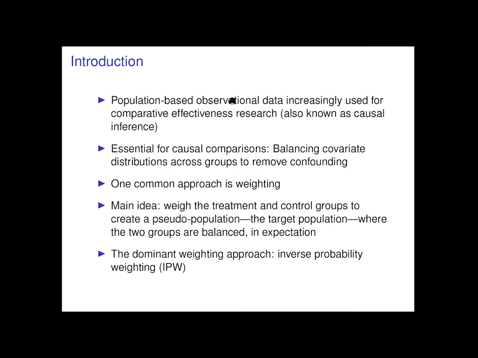So a common approach to achieve the balance is via weighting. The main idea of weighting is that I have a treatment group and control group, and I assign a weight to each unit, so that I create a weighted population. This is a pseudo population, which is essentially our target population where the two groups are balanced. And then I can make the comparison in that weighted population. The dominant weighting approach in the literature has been inverse probability weighting, or IPW, or Horvitz-Thompson.